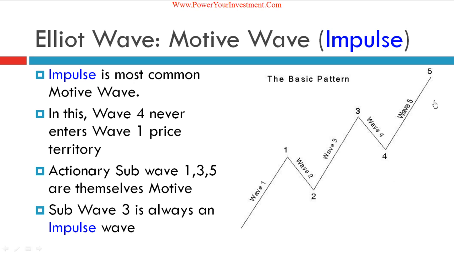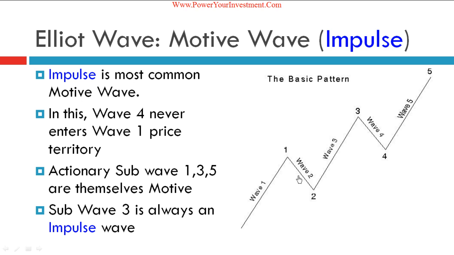Remember the three rules that we studied yesterday. One was that the low of wave 2 cannot go below the low of wave 1. It can come very close to the low of wave 1, but it can never retrace entirely. Okay. The second rule was that wave 3 can never be the shortest wave. Okay. And the third rule was that wave 4 never enters the price territory of wave 1.